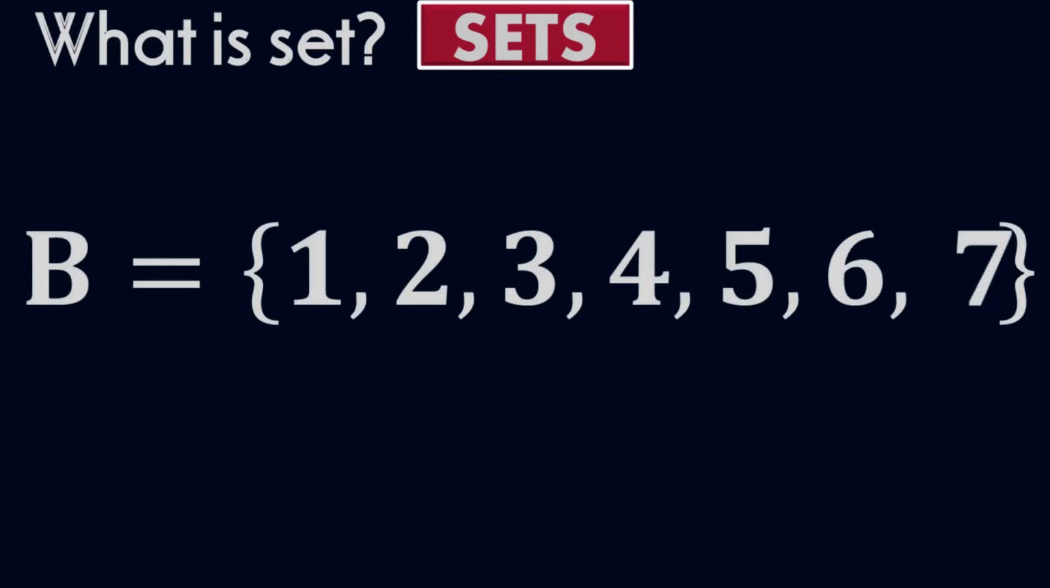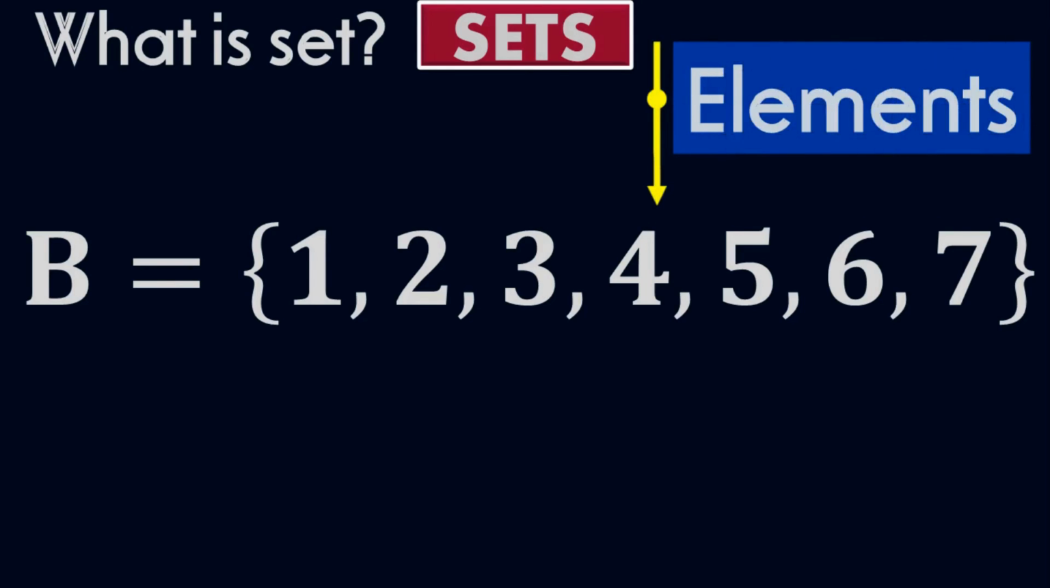But what if we have B equals {1, 2, 3, 4, 5, 6, 7}? B is the set of natural numbers. So you may have natural numbers, you may have integers, you may have alphabets, you may have whole numbers, you may have rational numbers, irrational numbers. A set can be a collection of any numbers. As usual, these are called elements of the set B.